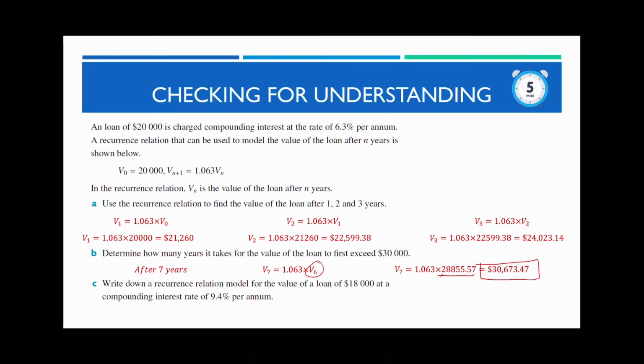And lastly, part C wants you to write down a recursive relation. So write down an equation, something similar to this over here, to model when you have an initial loan of $18,000. So in this case, your V0 is going to equal 18,000. We therefore need to find out what the value of R is. In this case, the interest rate is 9.4. 1 plus 9.4 divided by 100 is going to equal 1.094, and that's a typo on the slide, so this should be Vn plus 1 is equal to 1.094 multiplied by Vn.